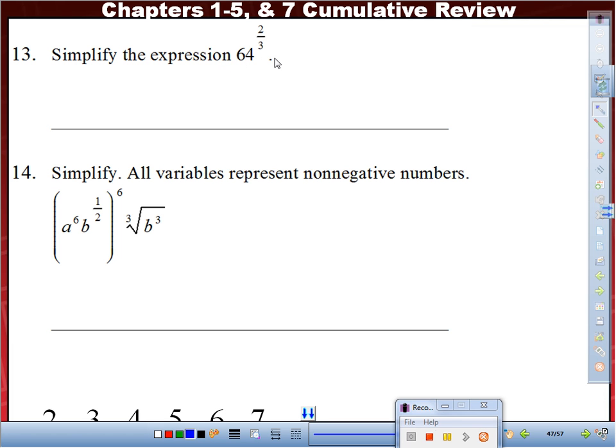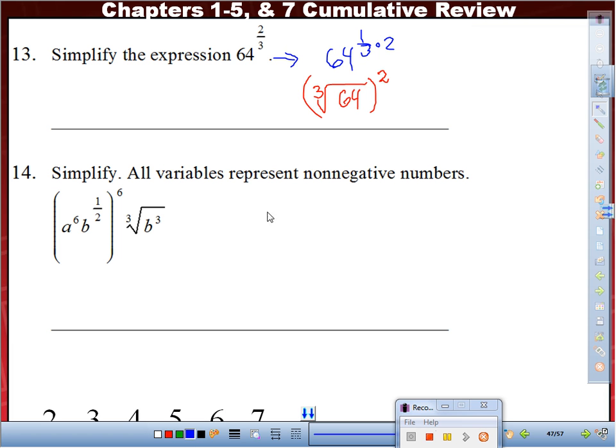So we need to rewrite this. This becomes 64 to the 1/3 times 2. And what do we know about roots with a fractional exponent? Powers with a fractional exponent become roots. This becomes the 3rd root of 64, and that stays in parentheses. What goes outside? The exponent of 2.